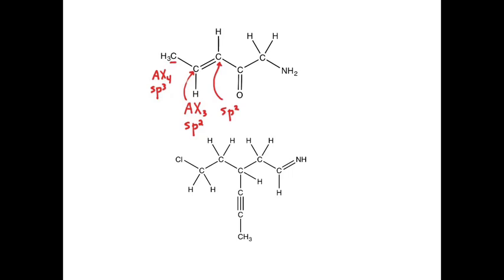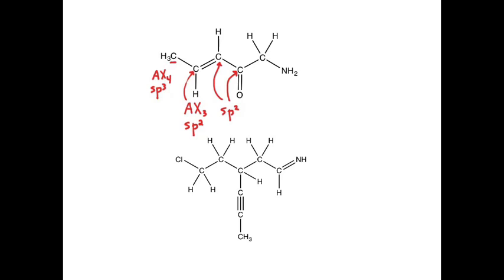When we look at our next carbon atom here, this carbon atom is attached to a carbon, another carbon, and an O through a double bond. Again, that's 3 separate things. So this is also sp2 hybridized.